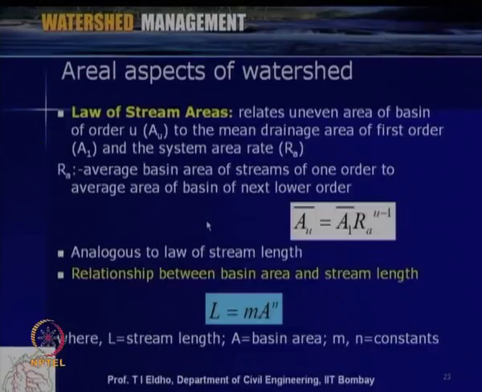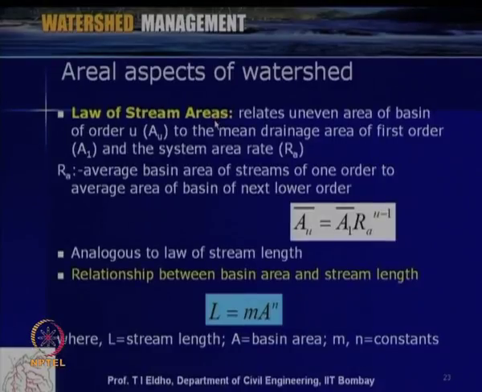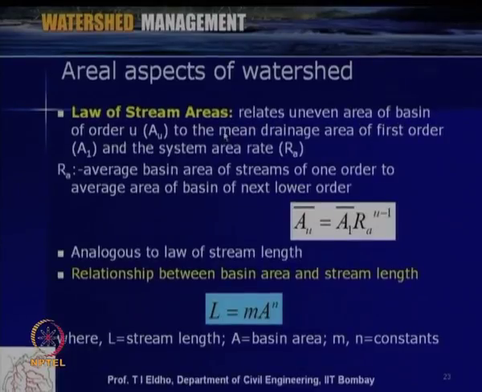Then very similar to the linear aspects, in aerial aspects also we can have the law of stream areas. That relates the mean basin area of order u to the mean drainage area of first order A1 and the stream area ratio RA. So, Au bar is equal to A1 bar into RA to the power u minus 1, where RA is the average basin area of streams of one order to the average area of basins of the next lower order. This is analogous to the law of stream length as we have seen in the previous slides.